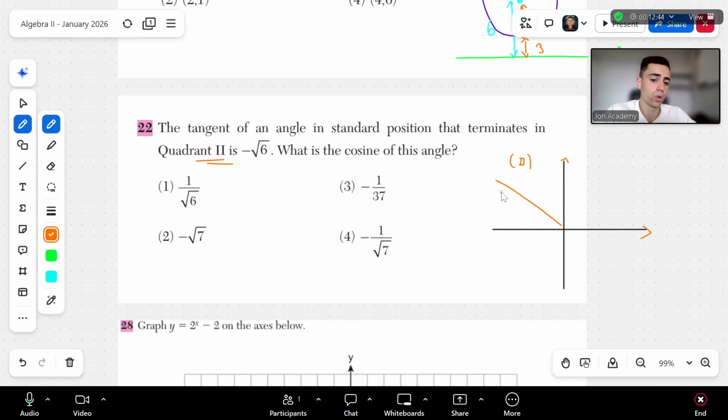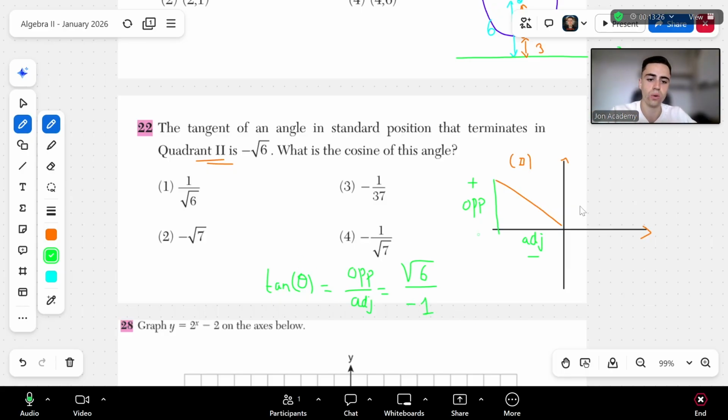And what do we know? The tangent is always opposite over adjacent. And the opposite in the second quadrant is positive and the adjacent is negative, because it's going to the left. Therefore, if it's minus 1/6, the tangent of the angle is going to be opposite over adjacent, and the only option for that is going to be the square root of 6 divided by minus 1.